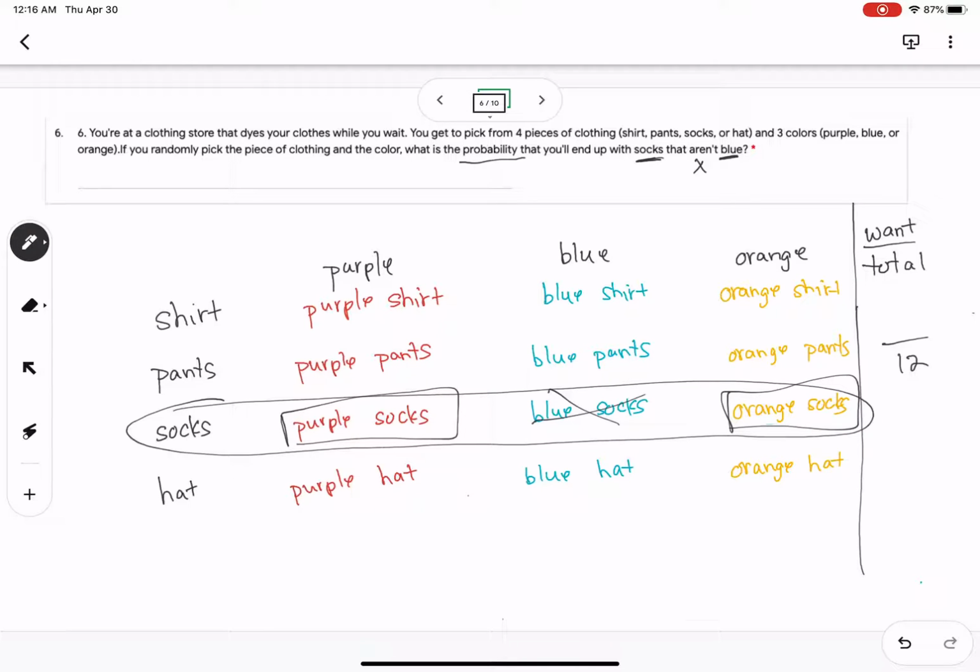Because those are the only options where the socks are not blue. And how many options is that? 2. Now again, this is a fraction and we always need to reduce our fractions. Notice both 2 and 12 are divisible by 2. 2 divided by 2 is 1. 12 divided by 2 is 6. Remember, you would type that 1/6.